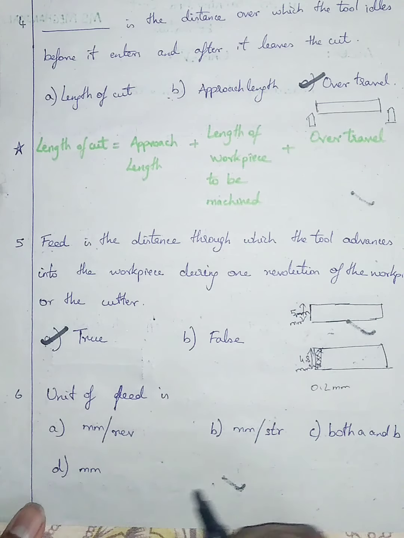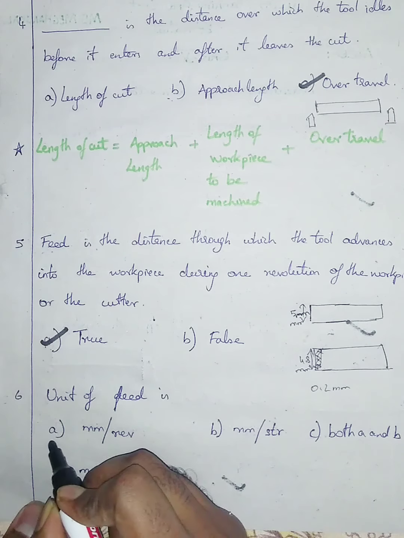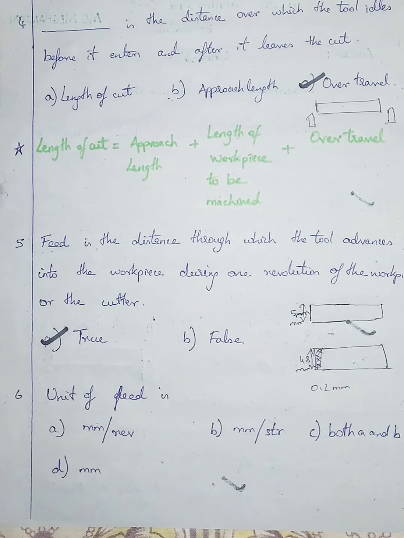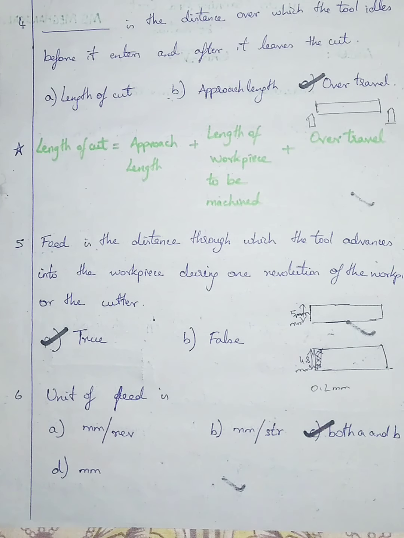Millimeter or centimeter per revolution, or millimeter per stroke? For one stroke, that is the same. One revolution is also called one stroke. So mm per revolution or mm per stroke is the same. So I am going with option C, both A and B. But option D is wrong, because feed is given in millimeter per revolution.